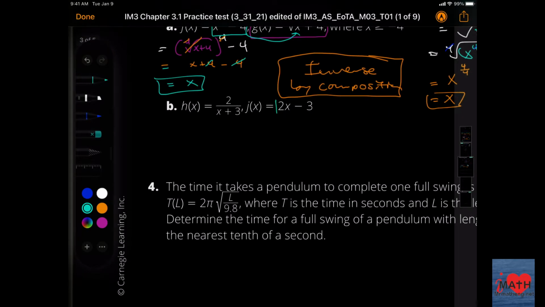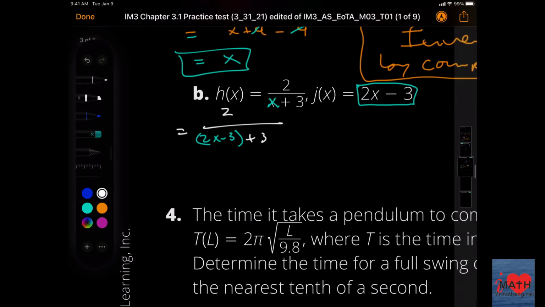I'm going to take this 2x minus 3 and put it in for this x. So I have 2 over 2x, here's my substitution, they're in blue, plus 3. And again, you don't need the parentheses because it's not by multiplication, so the negative 3 and the positive 3 are gone.